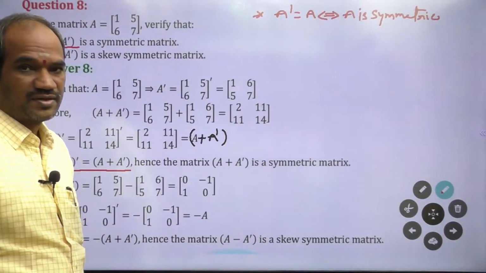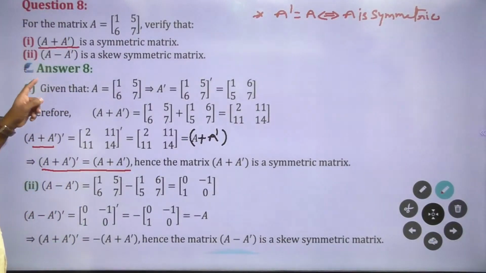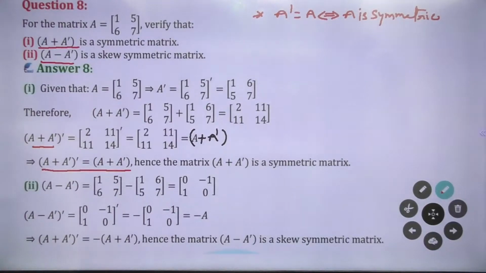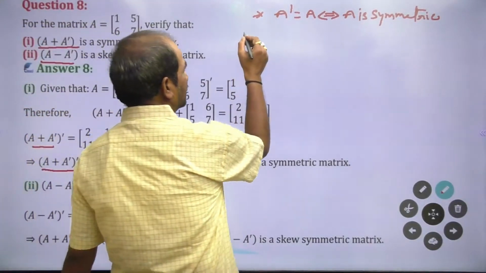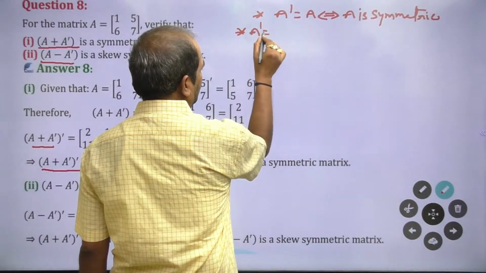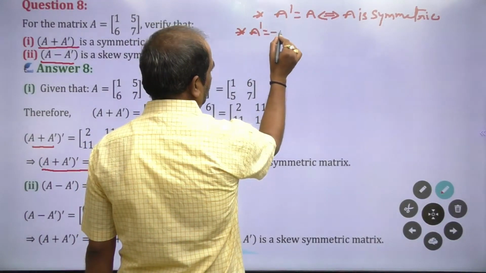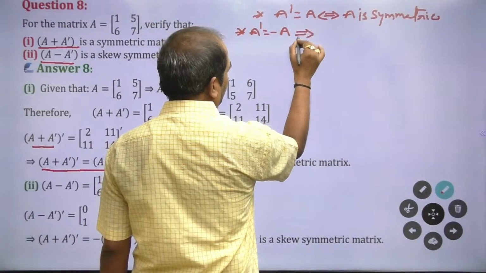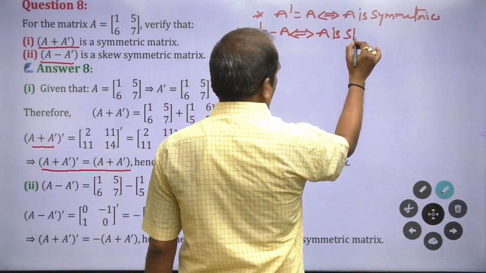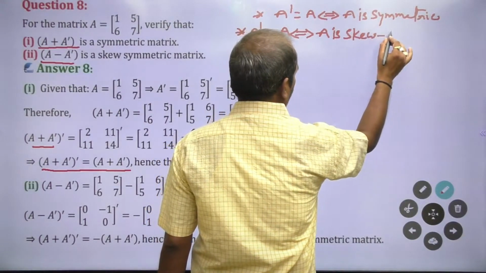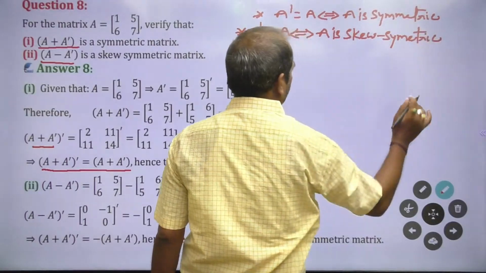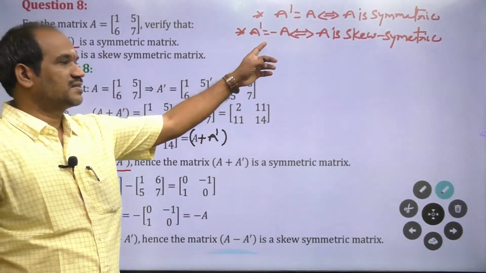Next, the second one is the same. The second one is A minus A dash, which is a skew symmetric matrix. A matrix A is skew symmetric if and only if A dash is equal to minus A.